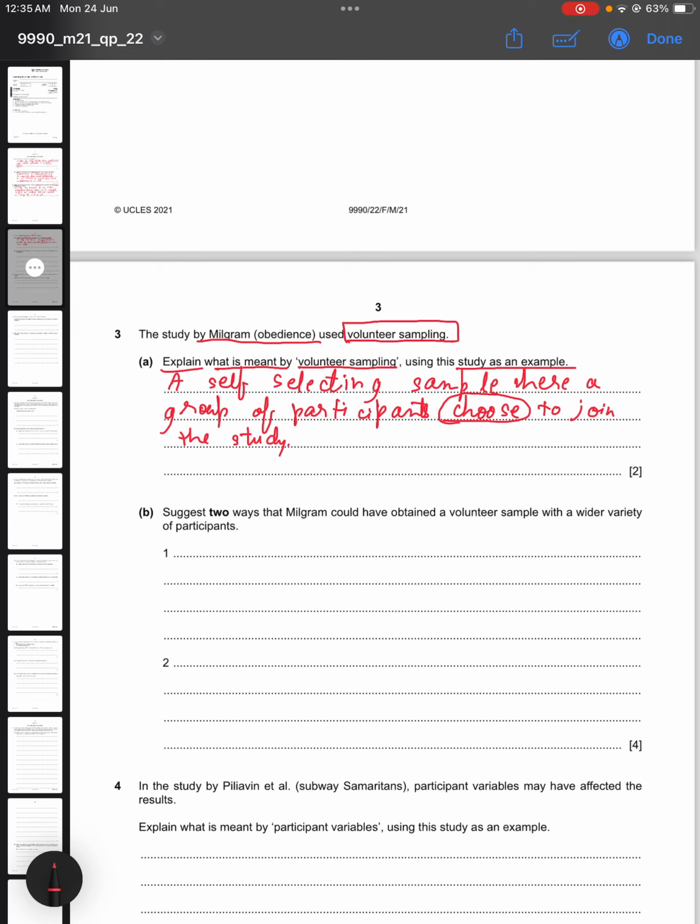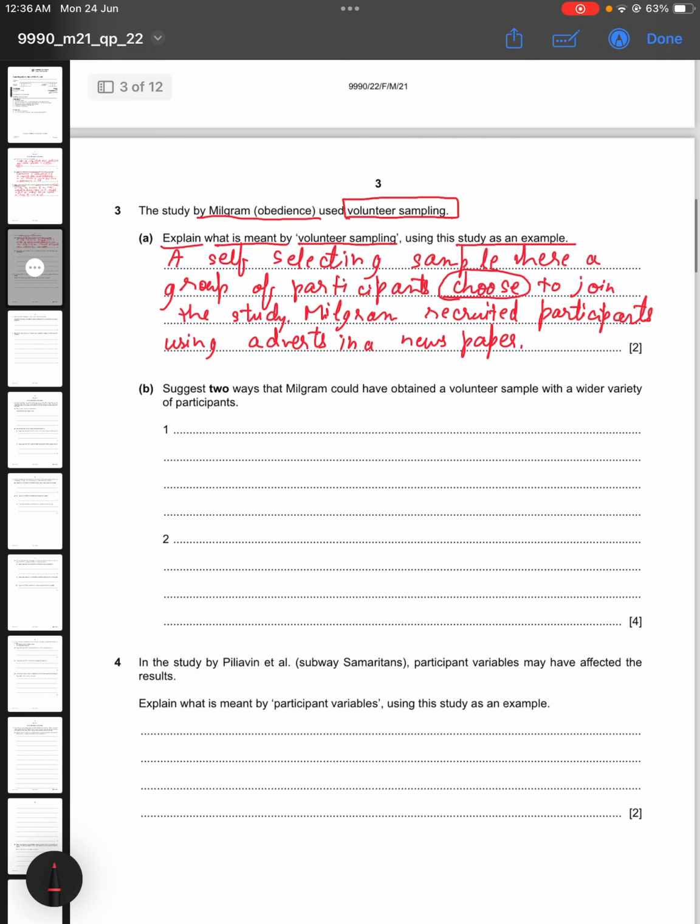Now from the study by Milgram, you can write that Milgram recruited participants using adverts in a newspaper, and the participants selected themselves, they chose themselves when they saw the advert in the newspaper.